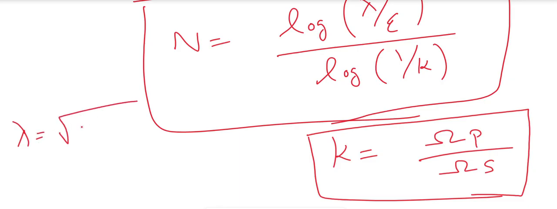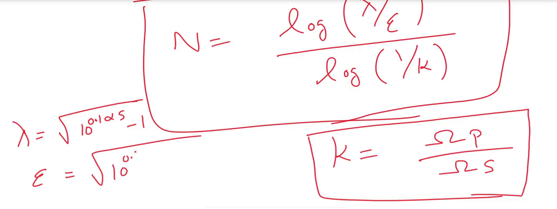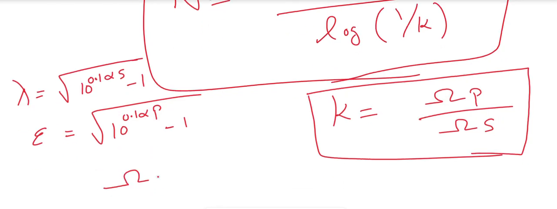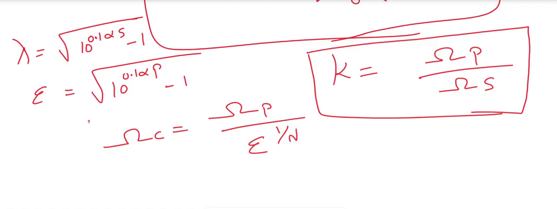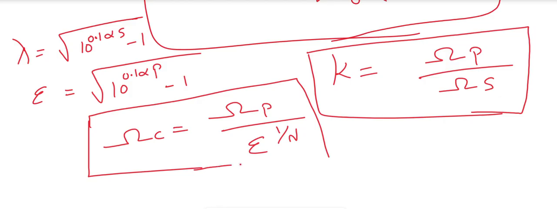Lambda is equal to the square root of 10 to the power 0.1 alpha s minus 1. What is the epsilon? Square root of 10 to the power 0.1 alpha p minus 1. And one more, the cutoff frequency can be defined as omega p by epsilon of 1 by n. So all these formulas have to be remembered to solve the problem in IIR.